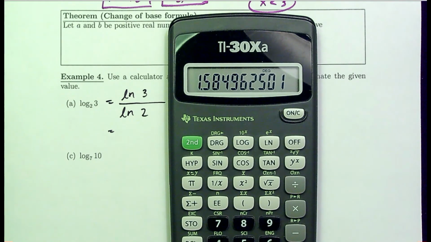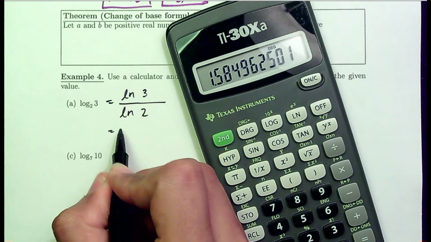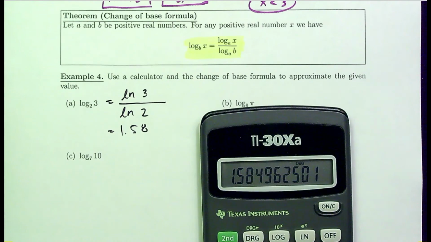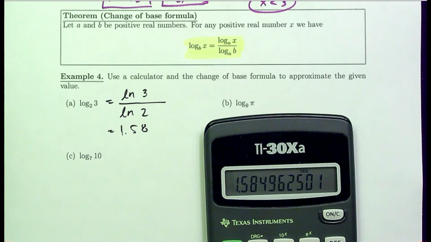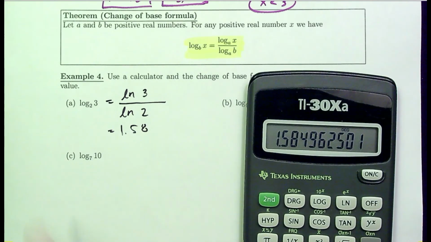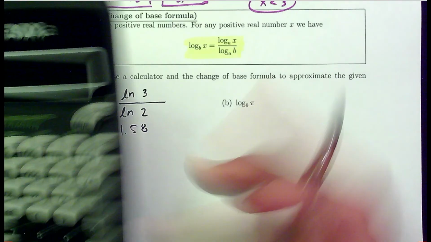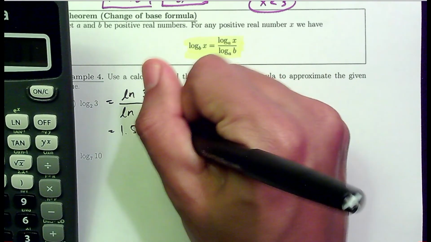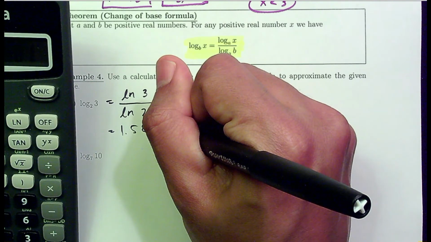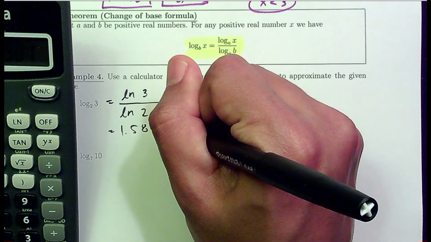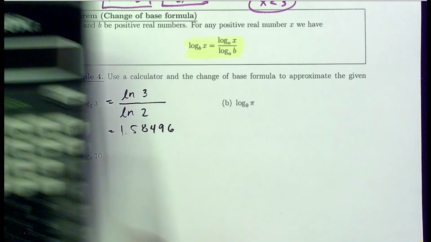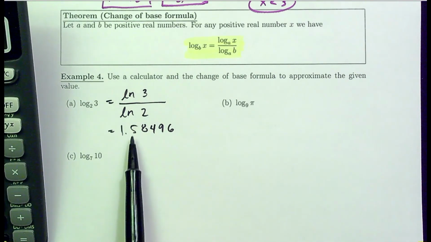The final answer is that. So this is 1.58. We're going to approximate. The instructions don't really say, so I'm just going to approximate to 4 decimals. In the homework, it should tell you. Let me use 5 decimals. 1.58496. Okay, that's it.